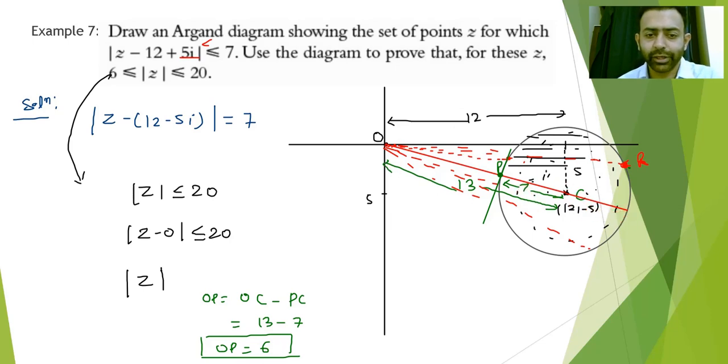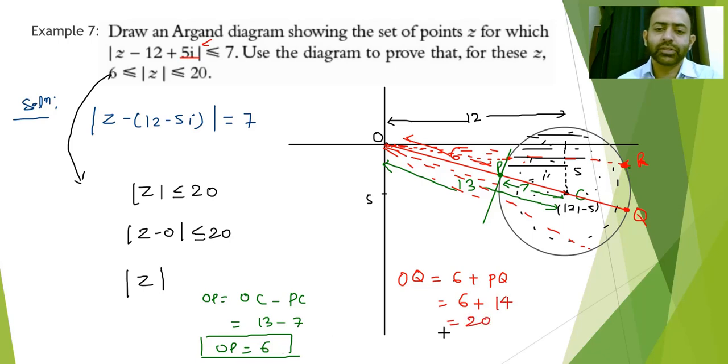So basically we have to find this distance, which is OQ. Okay, so it is again very simple. This OP we have calculated, this is 6. So OQ will be OP plus PQ, which is the diameter. So this is 6 and the diameter will be 14. So this is 20. So the maximum distance you have shown is 20 and the minimum distance you have shown is 6.